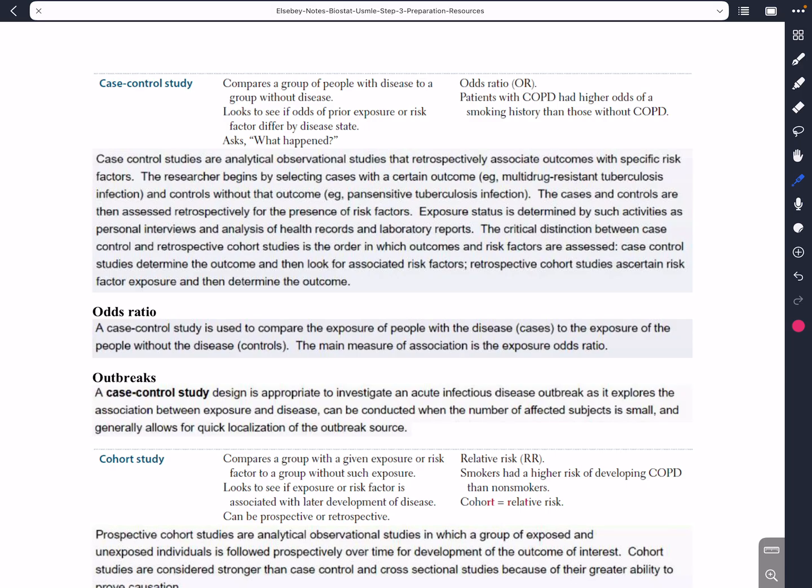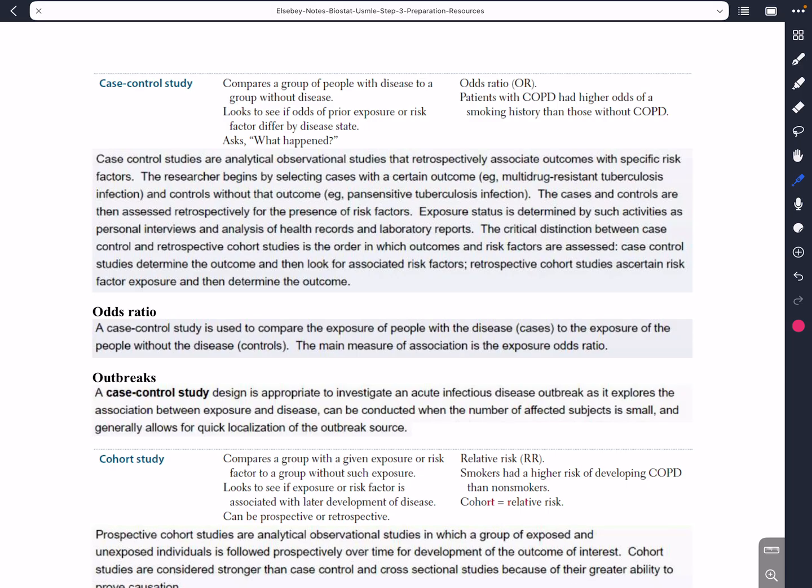The researchers begin with selecting cases with a certain outcome. For example, multi-drug resistant tuberculosis infection and the controls without that outcome. Example, pan-sensitive tuberculosis infection. So remember, even the controls have tuberculosis infection, but because they're specifically testing for multi-drug resistance, the control does not have resistance.